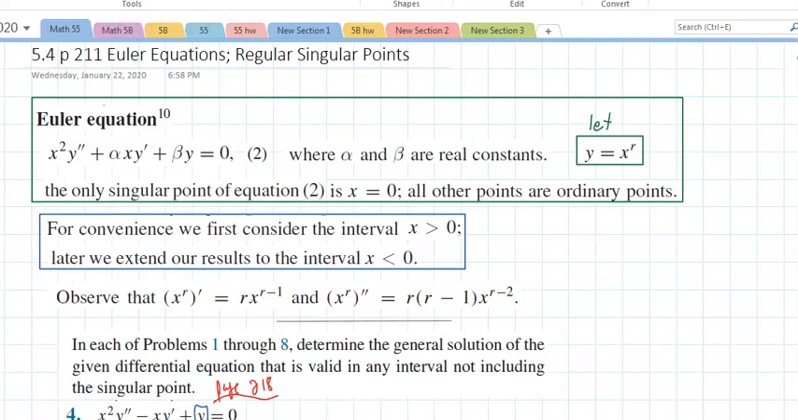Section 5.4 is on page 211, and talks about the famous Euler equations. So not one, many of them. And regular singular points, that's a side note.